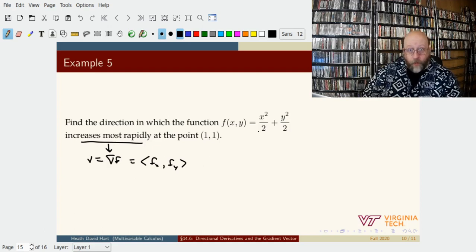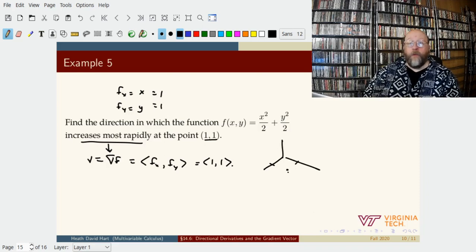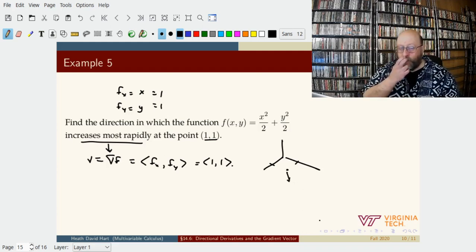All right, so the partial derivative in the x direction is x, and the partial derivative in the y direction is y. And so x is 1 and y is 1, and the vector that we want is the vector (1, 1). So if we're at the point (1, 1) and we want to increase as rapidly as possible, we also want to move in the direction (1, 1). That direction will create the fastest increase in height. Okay?